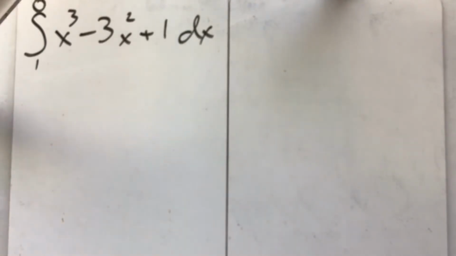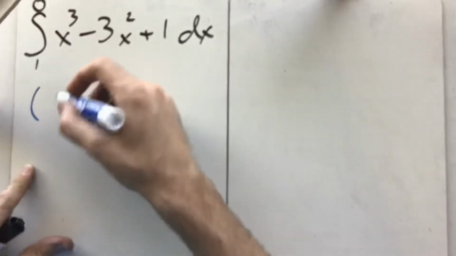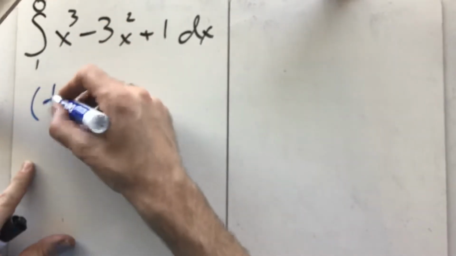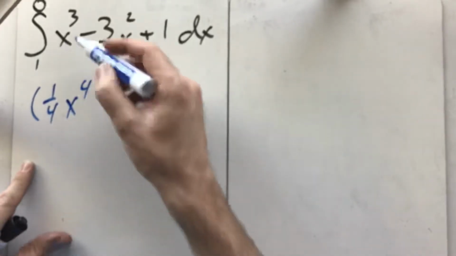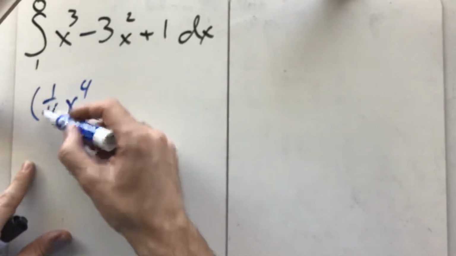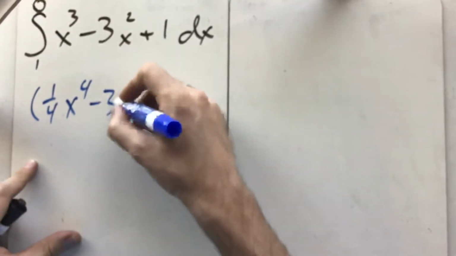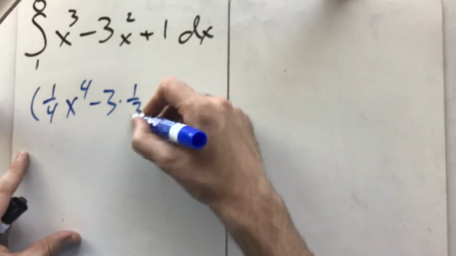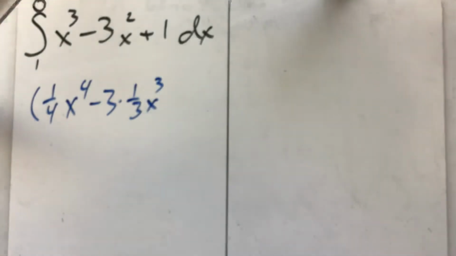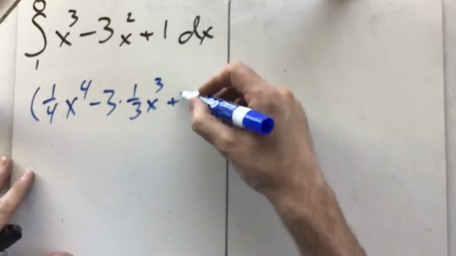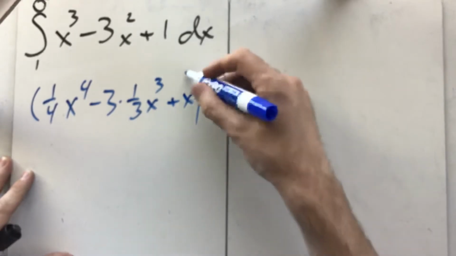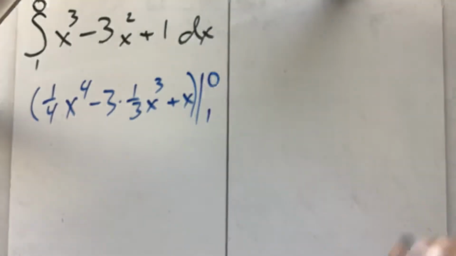So the first thing we're going to do is just keep everything the same, and I'm just going to find the antiderivative. What is the antiderivative going to be? It's going to be 1/4 x to the fourth. Notice this number has to increase by 1, and then you divide by your new numerator. Minus 3 times 1/3 x to the third, so that increased by 1, plus x, evaluated from 1 to 0.